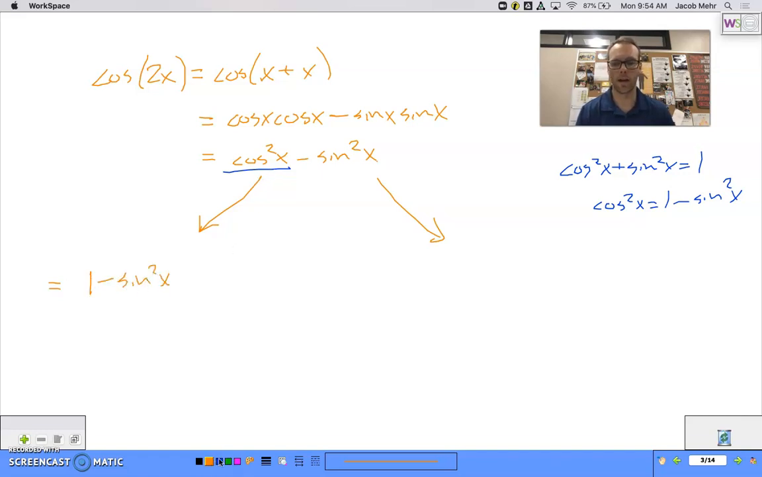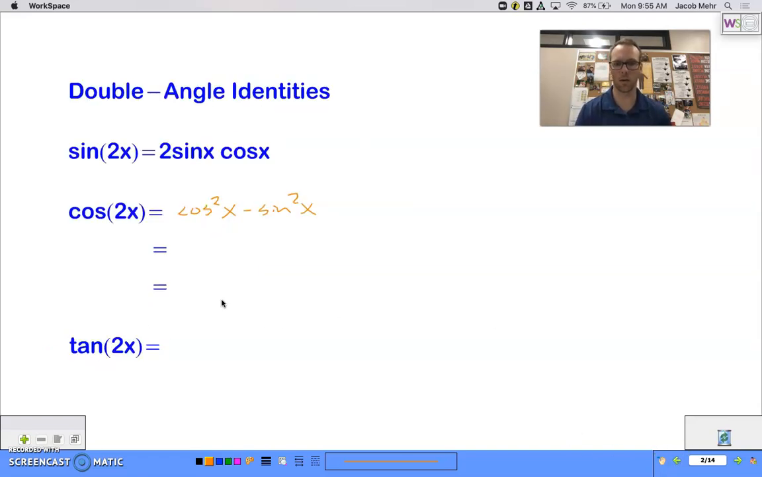Now, why would I do that? Well, because now we have 1 minus sine squared, and we still have a minus sine squared. So this is 1 minus 2 sine squareds. Okay, so I have a double angle identity for cosine that only involves the sine function. Okay, so that's our second one. 1 minus 2 sine squared.